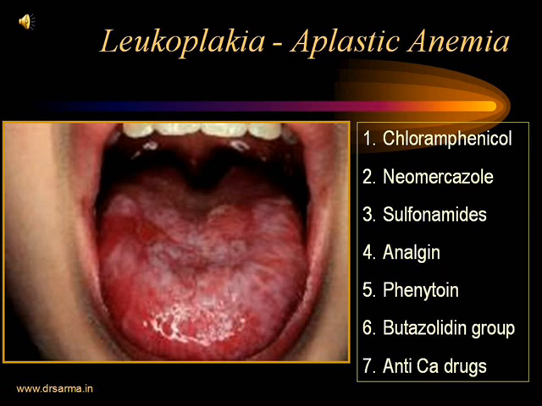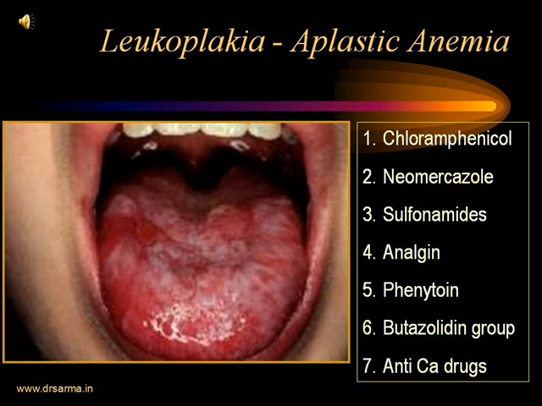In aplastic anemia, the RBC production factory, the bone marrow, is on strike and there is no production or reduced production of red cells and other formed elements. This bone marrow aplasia occurs due to many causes, notably due to drugs like chloramphenicol, neomercazole, sulfonamides, analgin, phenytoin, butazolidine group of drugs, and anti-cancer drugs.